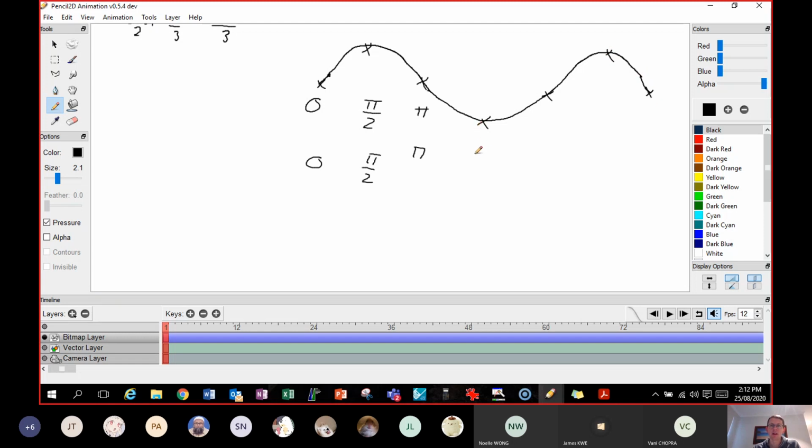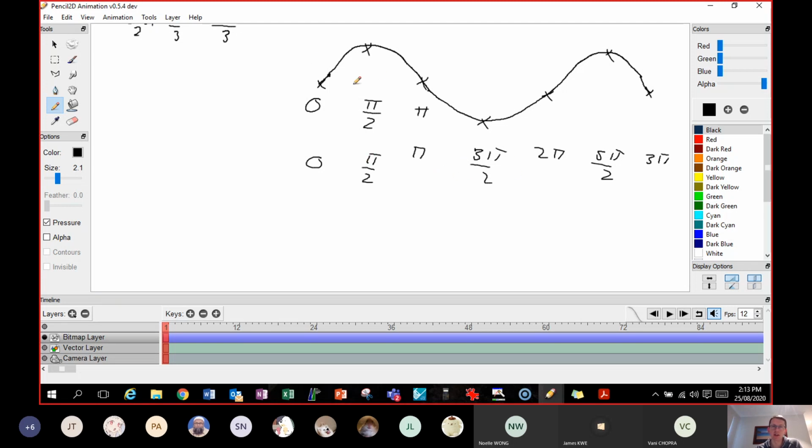And you can keep on going. This is going to be 3 pi on 2. This is going to be 2 pi. That's going to be 4 pi on 2, 5 pi on 2, 6 pi on 2, which is 3 pi. So the first thing is we did dilation in the x-axis.